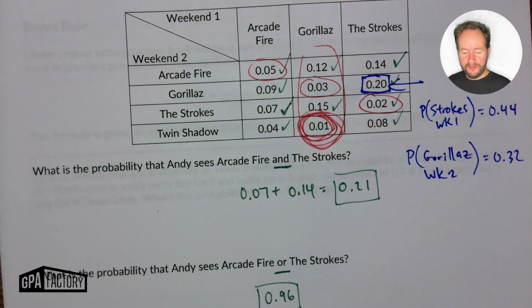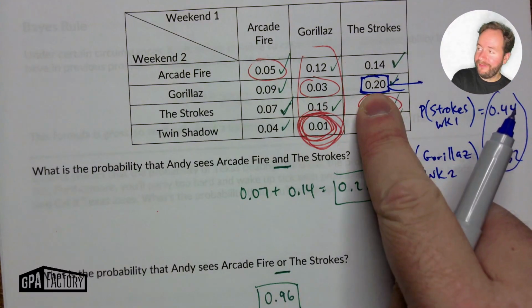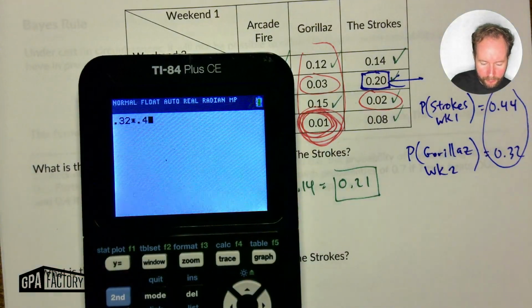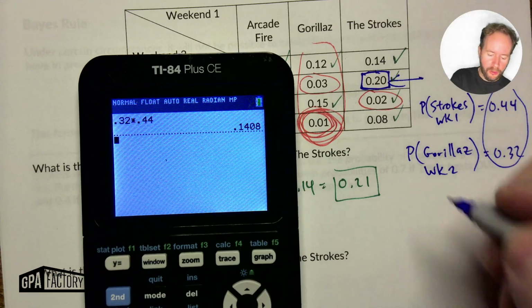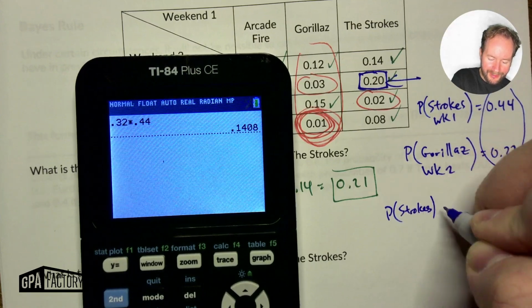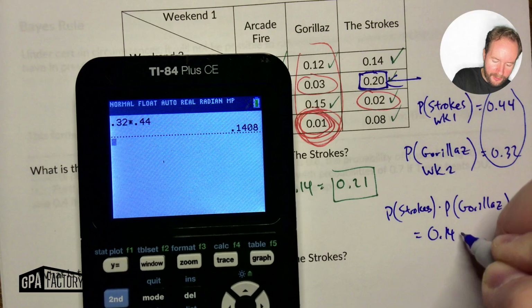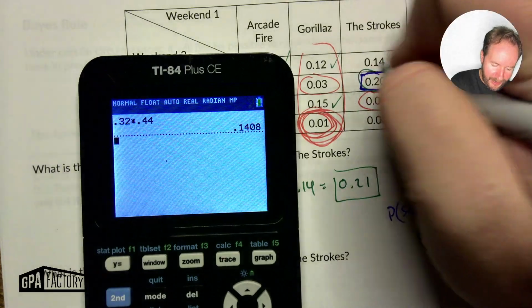And now the question is this. If I multiply these two values, do I get the cell value? Grab a calculator. Moment of truth. 0.32 times 0.44. Will this match the 0.20? No, it does not. I get 0.14. So if I took probability of Strokes on weekend 1 times probability of Gorillaz, I get 0.1408. Let's just say 0.14.